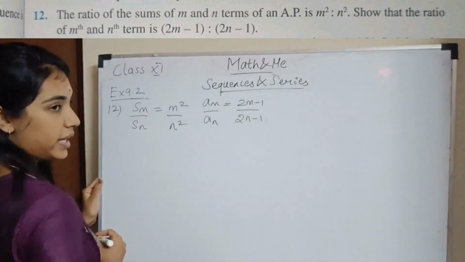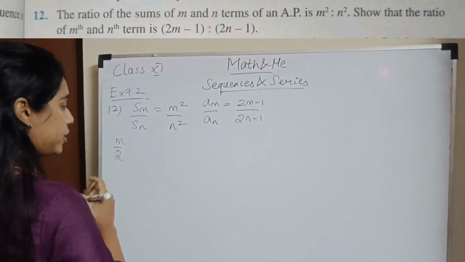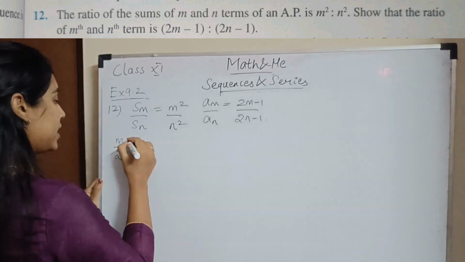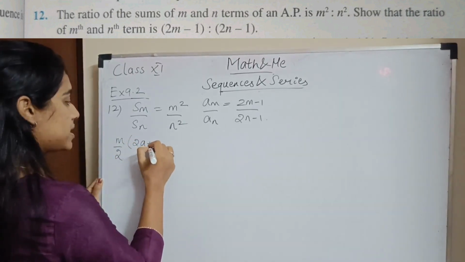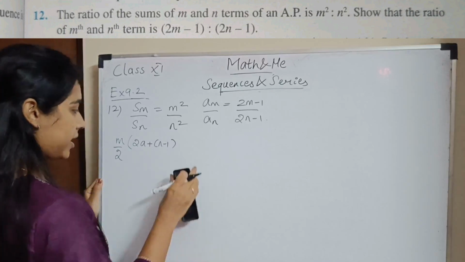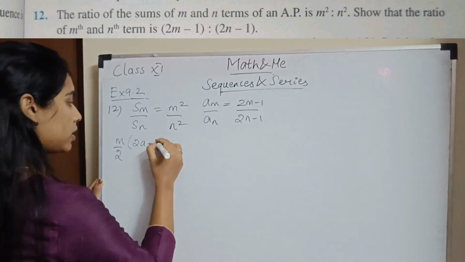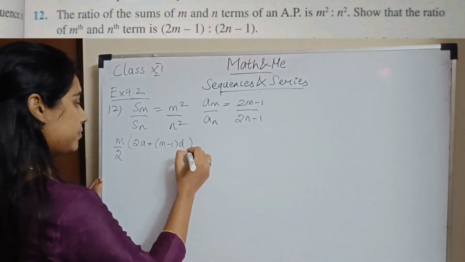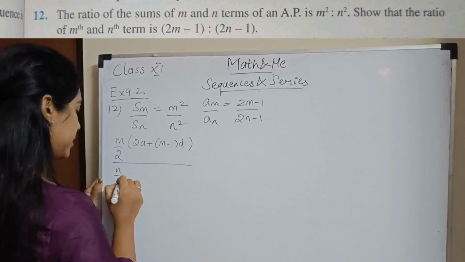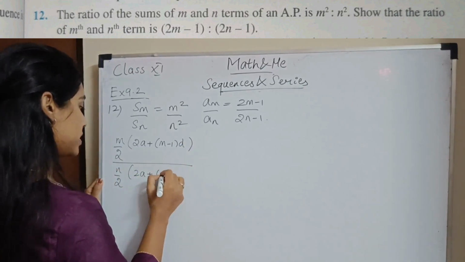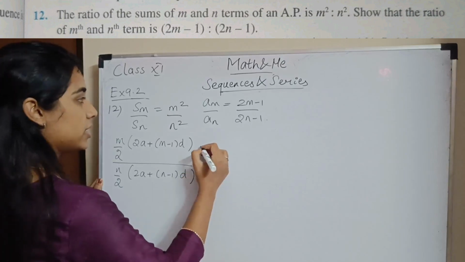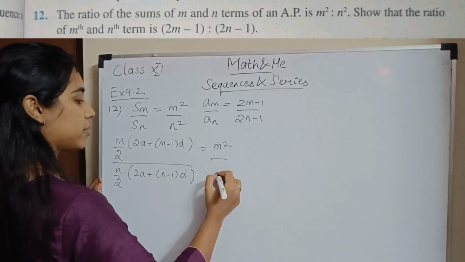So what do you have? Sm by Sn. So what is the formula? n by 2 of 2a plus n minus 1 into d, in which case n is m. Here n is m. So m by 2 of 2a plus m minus 1 into d divided by n by 2 of 2a plus n minus 1 into d equals m square divided by n square.